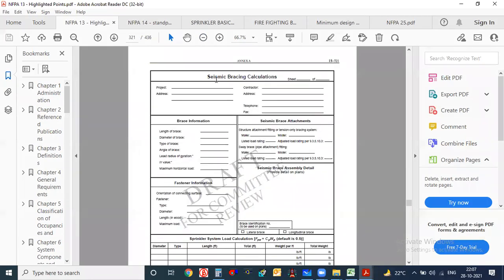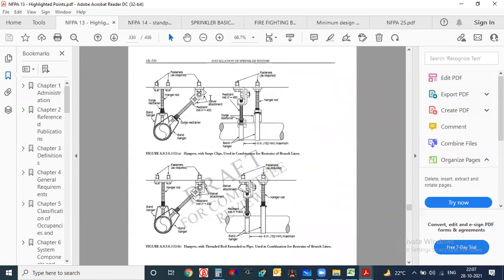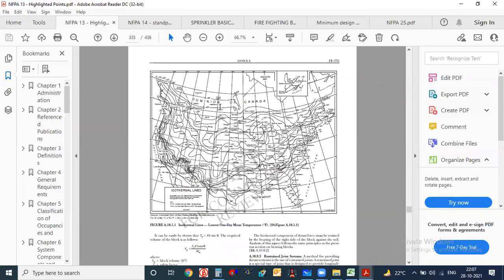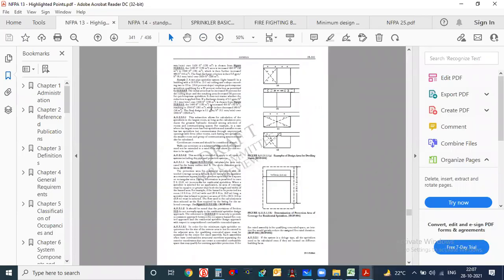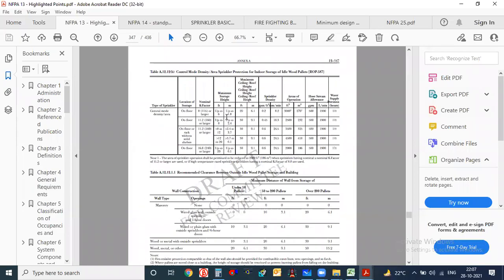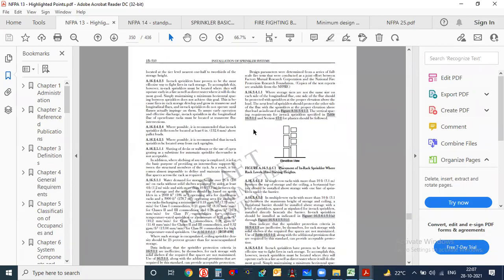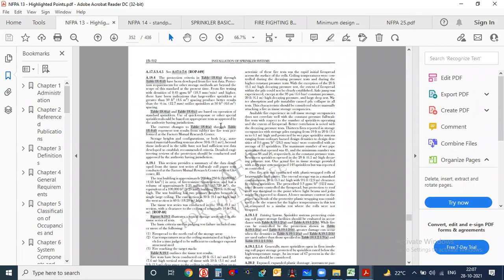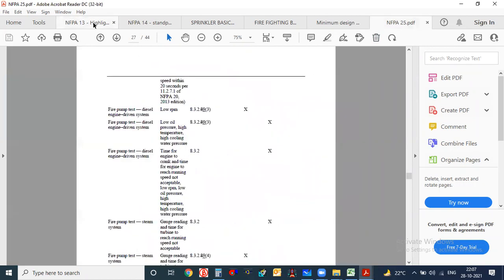Again, all the structural calculations are given here, which are not at all required for us. Some data is given. These are all structural details actually, in chapter 25. We don't require this. They have just given some storage and some structural parts. These are in NFPA 25, right? NFPA 25 is only for testing.